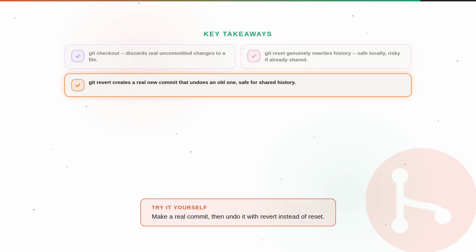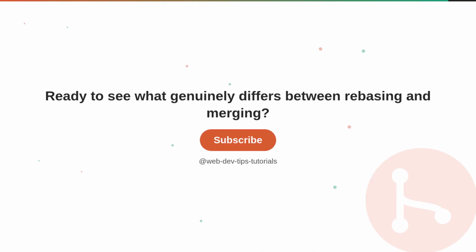Make a real commit, then undo it with revert instead of reset. Ready to see what genuinely differs between rebasing and merging?